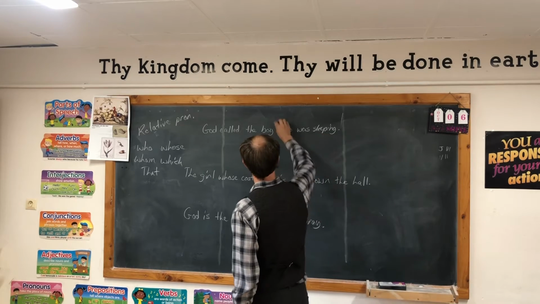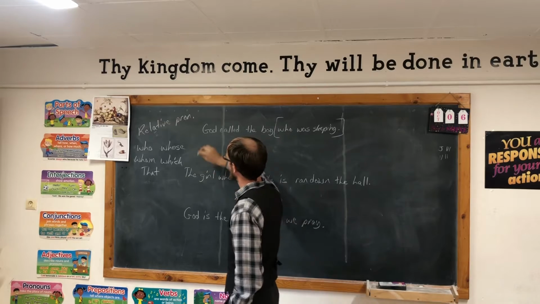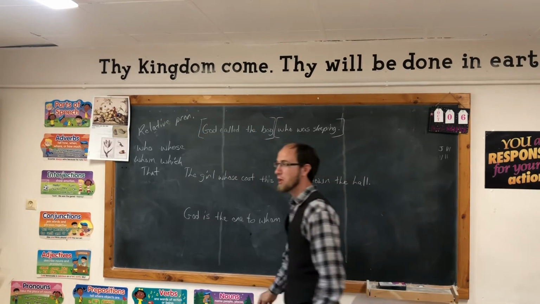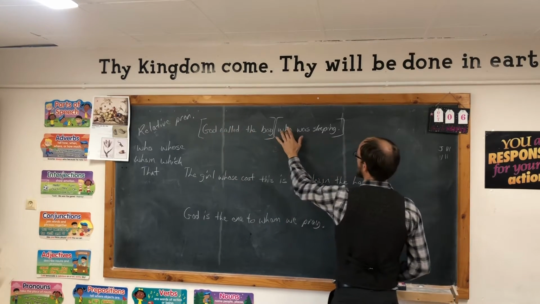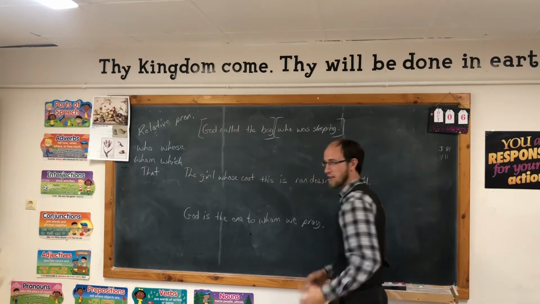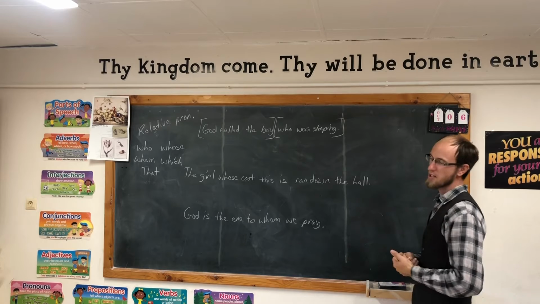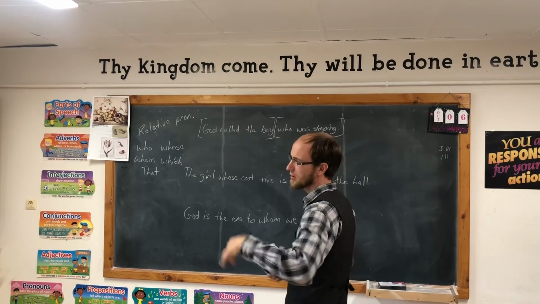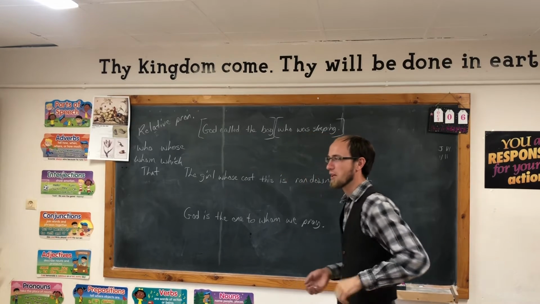Okay, let's put brackets around the clauses. Who was sleeping? What's the other clause? God called the boy. So, God called the boy and who was sleeping. God called the boy is the independent one. That can stand alone for sure. Who was sleeping actually could stand alone as well. It's also feeling pretty independent. But it's actually not independent. It's not joined with a coordinating conjunction. So we don't call it independent.